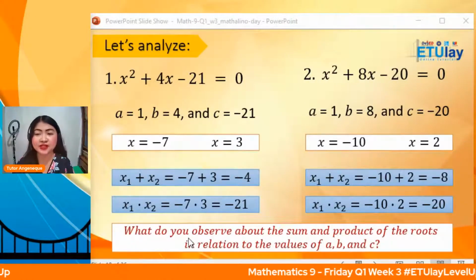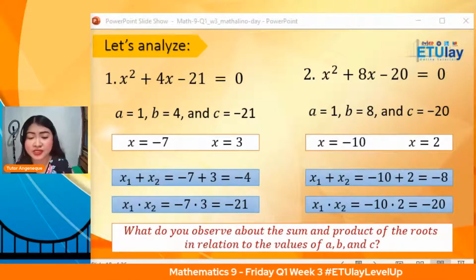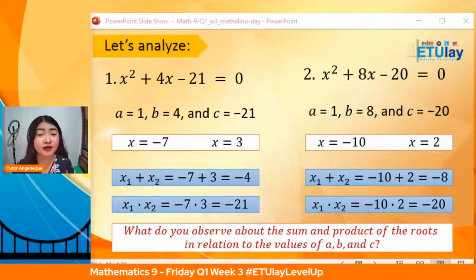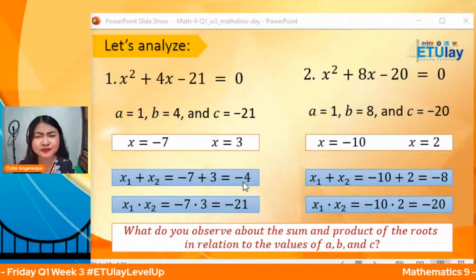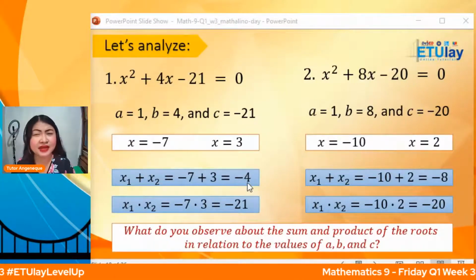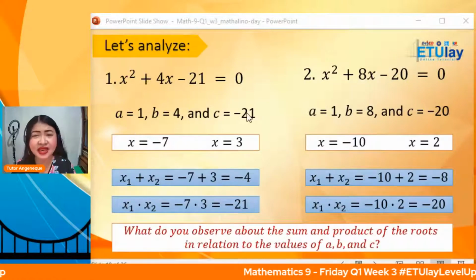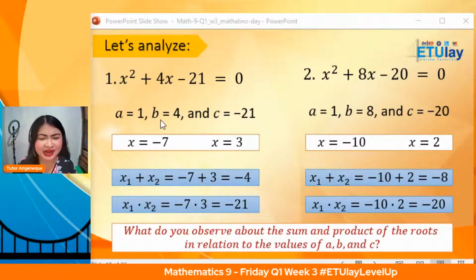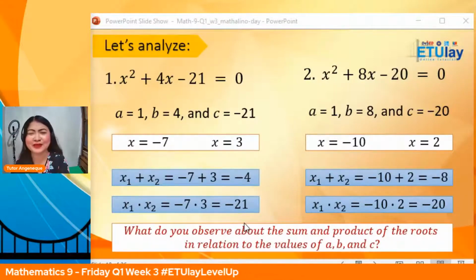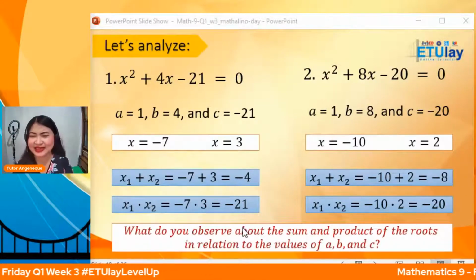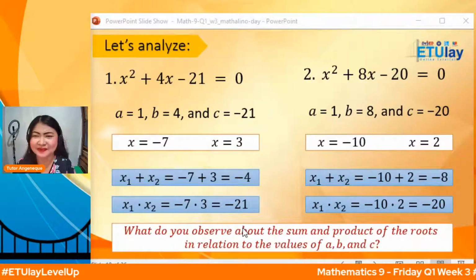Yeah, so what do you observe about the sum and product of the roots? Naging negative po. Okay. So yung negative 4, related ba siya dito sa A, B, and C? Alright. Yes, tama. Malalaman nyo later on bakit nga ba sila related. At sasagutin natin yan. Okay.